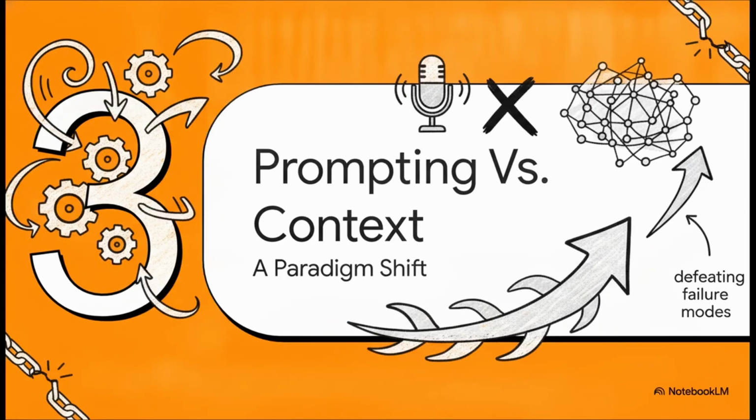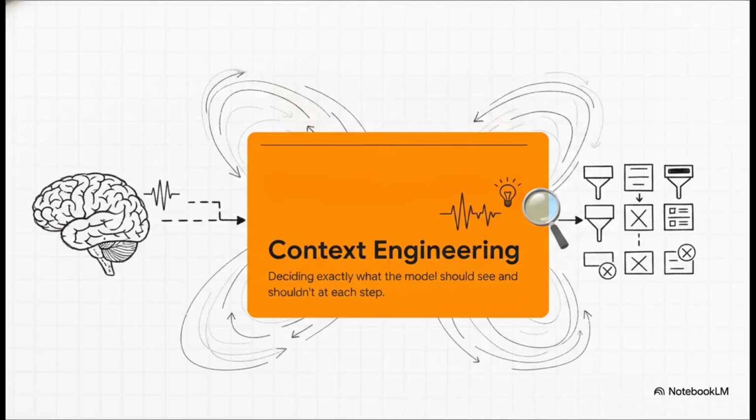All right, Section 3, prompting versus context engineering, and why this is such a massive paradigm shift. To defeat those 4 failure modes we just talked about, you have to master context engineering. By definition, this is the craft of deciding exactly what the model should see, and crucially, what it should absolutely not see at each discrete step before a runtime call. Unlike just writing static instructions, this is a highly dynamic process, right? It's about curating the absolute smallest set of high-signal tokens to steer the model and assembling it fresh every single time the model needs to think.